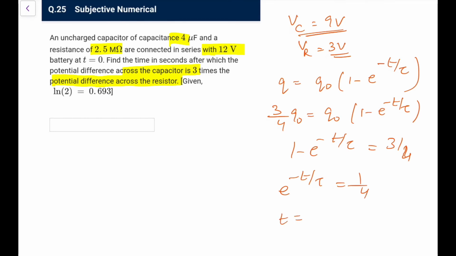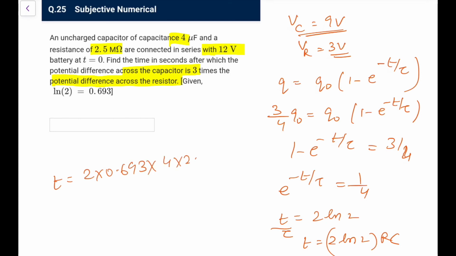So t here directly, if I solve, t by tau would be, if we reverse it, 2 ln 2. So t would be 2 ln 2, tau is RC. So t would be 2 into 0.693 and R into C. R into C is 4 into 2.5. The powers will cancel out. So this is 10, this is 20 into 0.693. That is what I am getting. So that comes out as 13.86 seconds for sure.